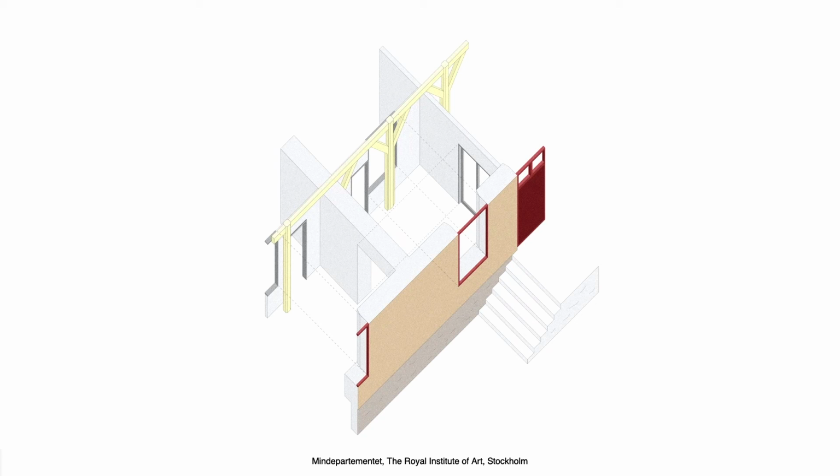So this drawing shows how we insert a new partition wall to create seminar rooms, and how this wall becomes a backdrop for the posts, projecting the window layout of the front facade just onto it.